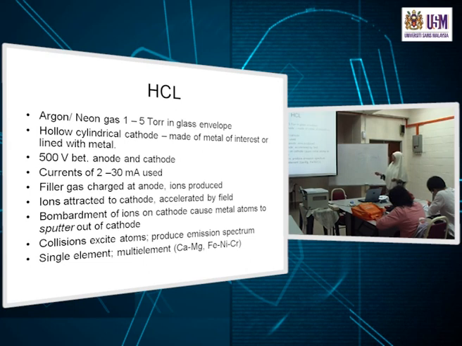Now, what happens is that the filler gas, which is neon or argon, will be ionized at the anode. Ions which are positively charged will be attracted to the cathode and will essentially bombard the cathode and cause sputtering. Another term that is associated with hollow cathode lamps is sputtering. The metals are sputtered out of the cathode. You have a lot of these atoms formed, and they collide with other atoms, which then excites these atoms, and when they drop to ground state, they emit characteristic wavelengths.